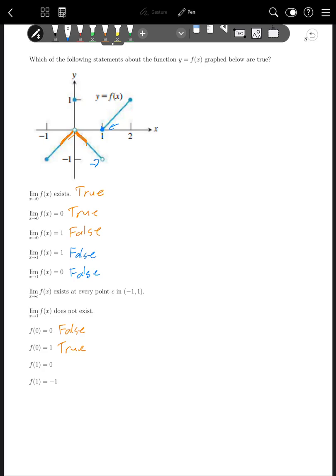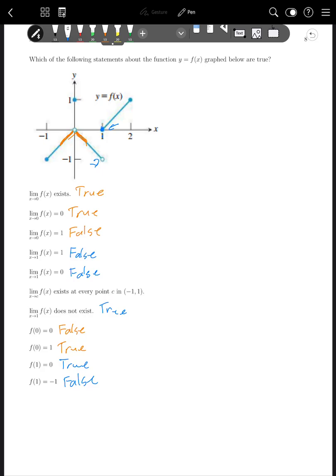So I'm going to skip this next one for a second. I'm going to go to the limit of x at 1 does not exist. And the answer to that is true. There is not a limit at 1 because the graph approaches 2 separate points. So then I'll go ahead and do these last 2 and then come back to the one I skipped. So f of 1 is 0 or f of 1 is negative 1. Well, f of 1 is in fact 0, so this one is true and this one is false, right? Because when we're talking about is, I'm looking for where is the filled in circle.